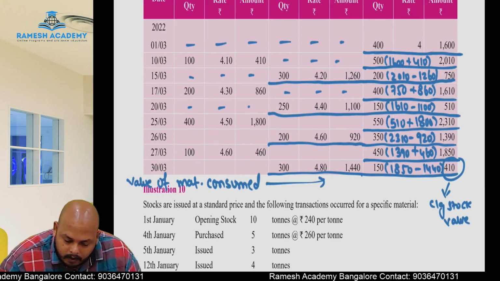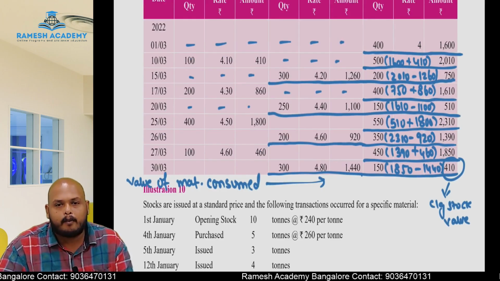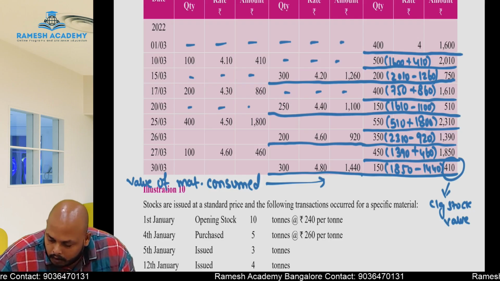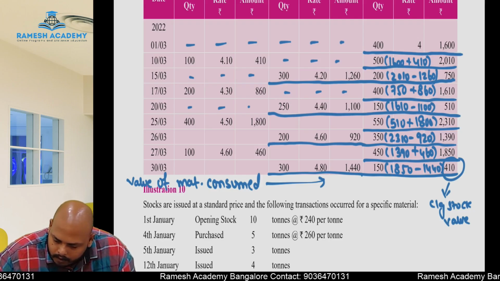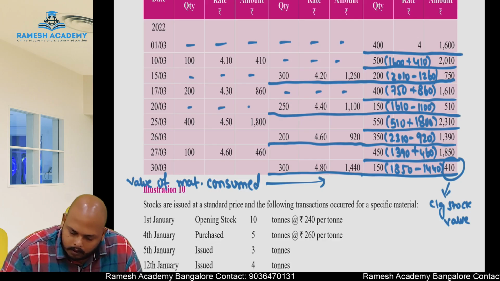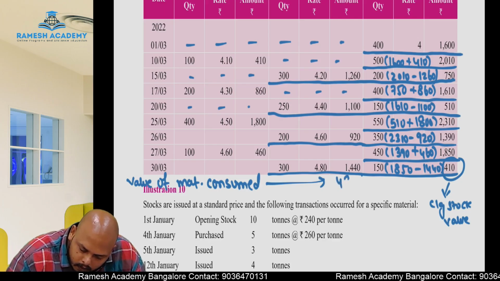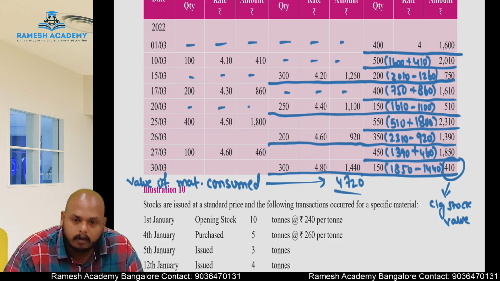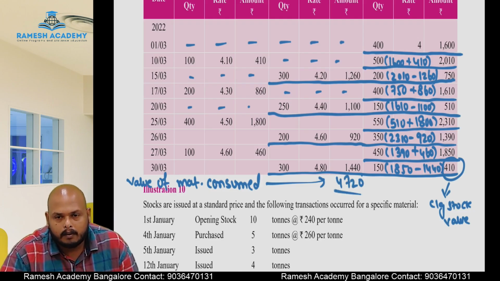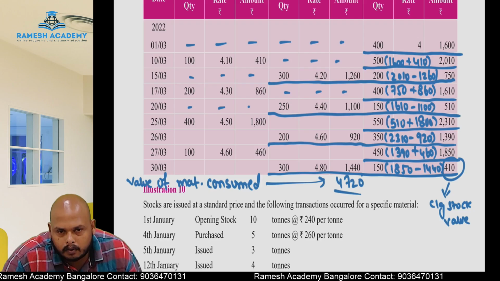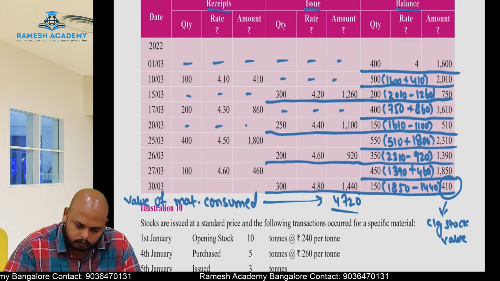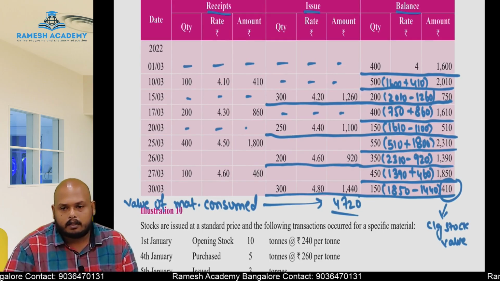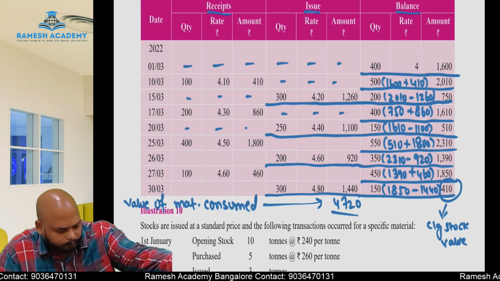Value of material consumed is nothing but the issues. Whatever the issue amounts are, we have to add them: 1260 plus 1100 plus 920 plus 1440. That is 4720. That is the amount. Go through it once. If there are any doubts, let me know.